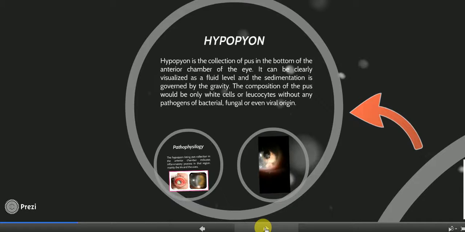Hypopyon is the collection of pus in the bottom of the anterior chamber of the eye. It can be clearly visualized as a fluid level, and the sedimentation is governed by gravity. The composition of the pus would be only white cells or leukocytes, without any pathogens of bacterial, fungal, or even viral origin.